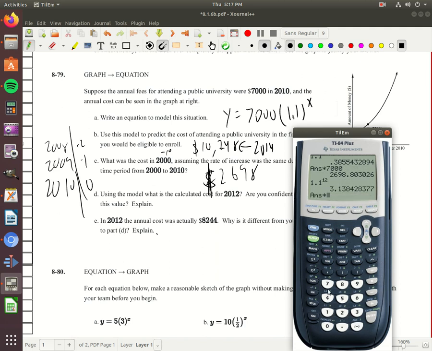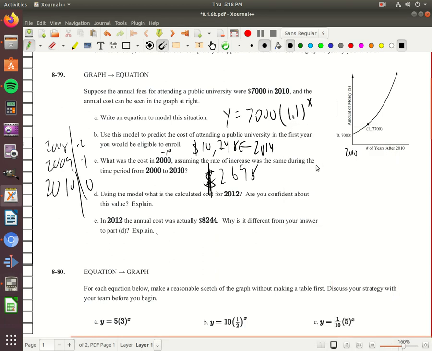Multiply that by 7,000. Now you're looking at $22,000 a year. So you can see that just keeps going up and up and up. So using the model, what is the calculated cost for 2012? Are you confident about this value?